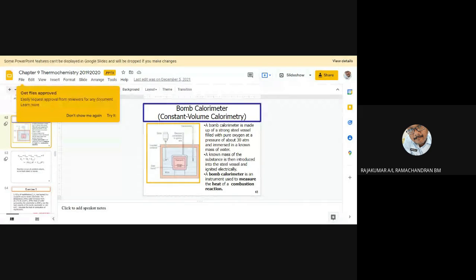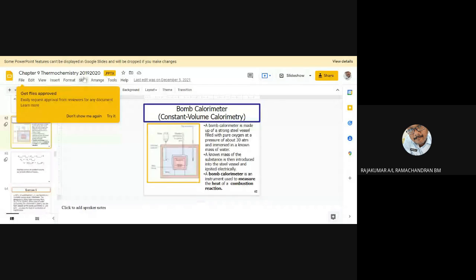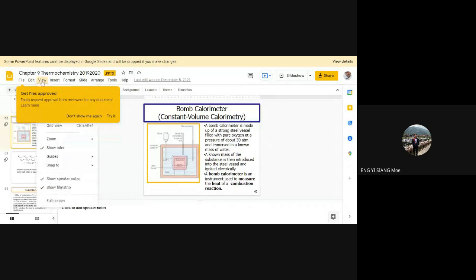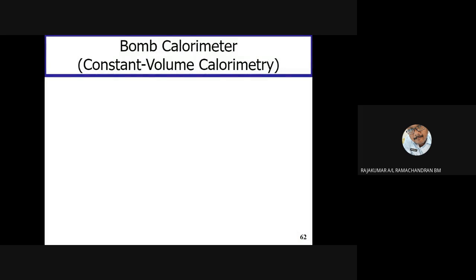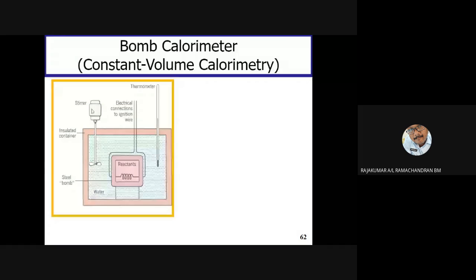Can you see the diagram for Bohm calorimeter? Yes, sir. I make it bigger, so that you can see. This is Bohm calorimeter. Okay, you can see the Bohm calorimeter. Okay, so you look at the formula in the Jamboard. Saya dah tulis Q system sama dengan Q reaction tambah Q calorimeter tambah Q water. Okay, so I just explain here.